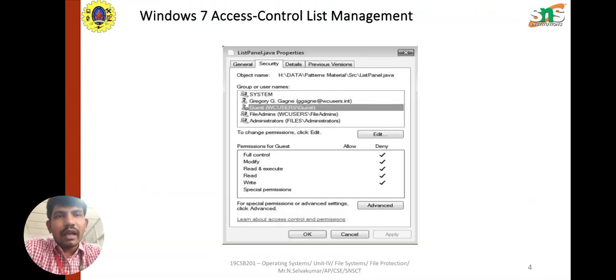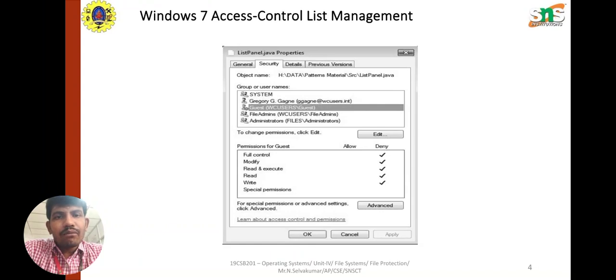Now Windows 7 access control list management. In this panel, the Properties dialog is given. We have categories like General, Security, Details, and Previous Versions. In this case we are only going to use the Security concept. In Security we have an object name, which is the path name, where we store or attach the file.